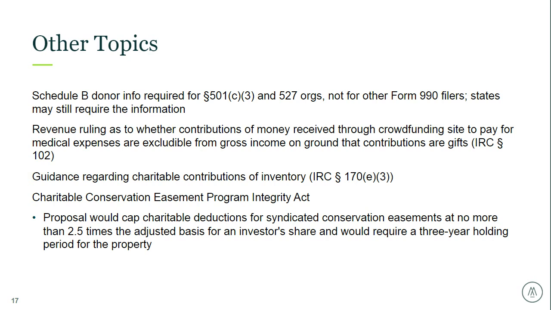And Congress is likely to reintroduce and consider the Charitable Conservation Easement Program Integrity Act, which would cap charitable deductions for syndicated conservation easements at no more than 2.5 times the adjusted basis for an investor's share, and would require a 3-year holding period for the property.